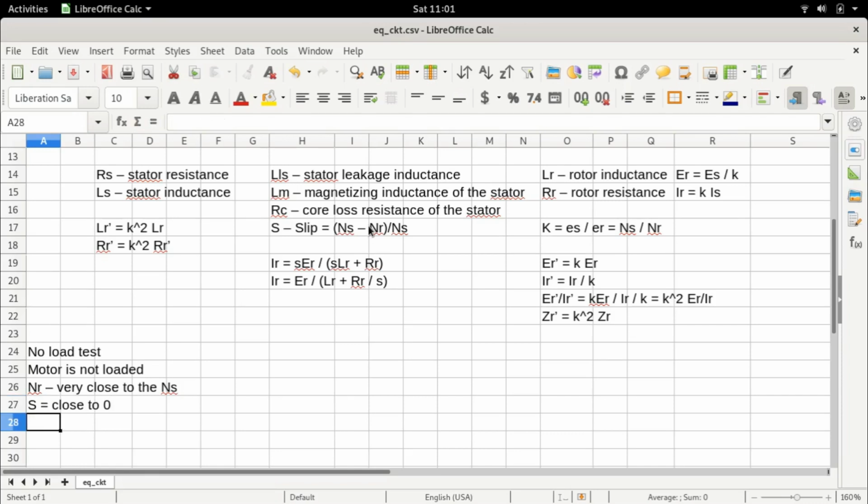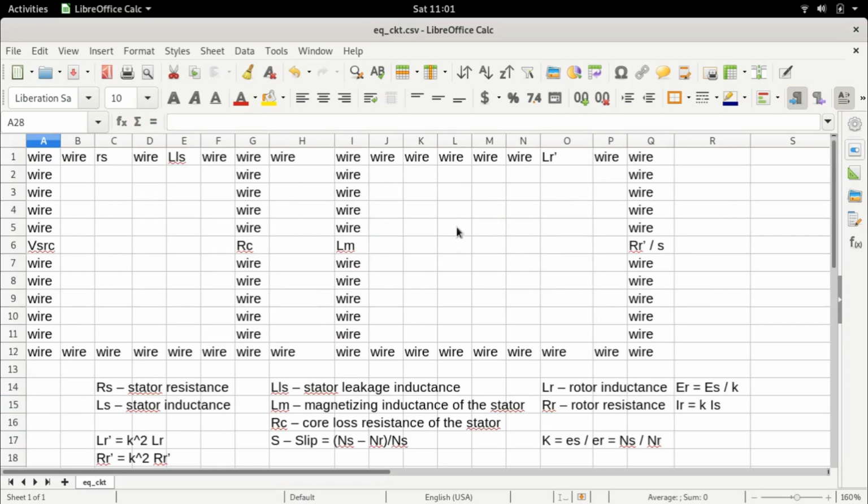Now, because this slip S is so close to 0, if you take a look at this equivalent circuit, you will find that this S appears here in the equivalent rotor resistance, this RR dash by S. This equivalent resistance is now very large, and because this equivalent resistance is very large, there will be a negligible current flowing in this rotor's part of the circuit, right?